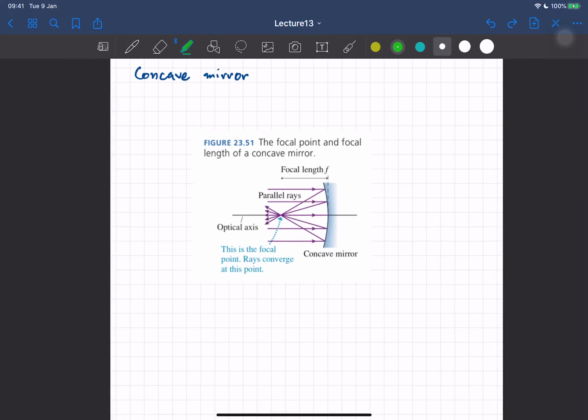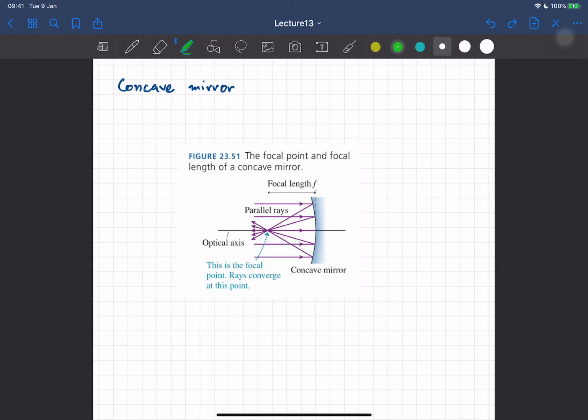So let's talk about concave mirror. Concave mirror is just the opposite of convex mirror. Again, you start from a spherical object, and then you just cut it. But now you coat the mirror on the other side. So the shiny part is here. So it bounces a little bit differently.